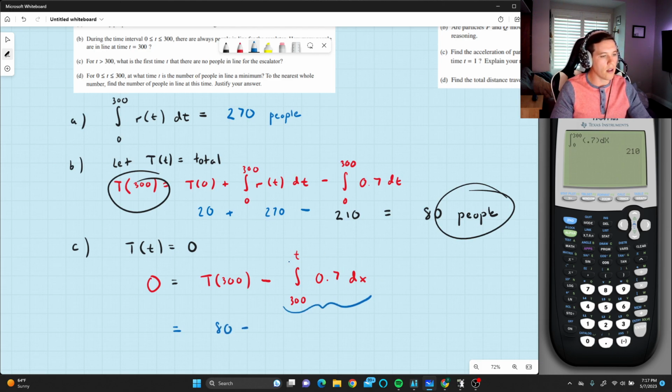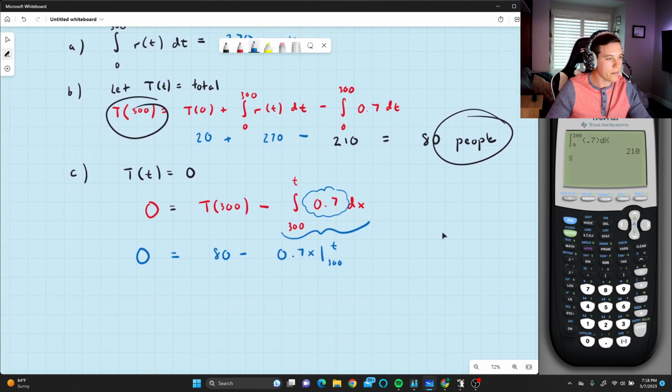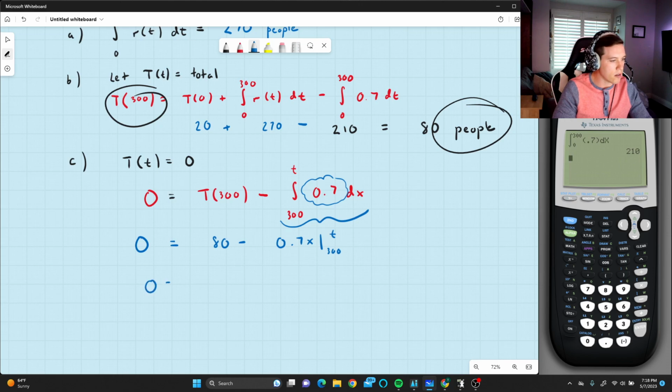You can't do an integral like this, an accumulation function, when it's got a bound. Your calculator won't do it, but that's why they gave you such a basic function, because you can take the antiderivative of that. The antiderivative of 0.7 is just 0.7x evaluated from 300 to t. And then that equals 0, or we want to find when it equals 0. So then you just plug in top bound minus bottom bound. So it'd be 0.7t. Make sure you put in parentheses minus 0.7 times 300. And then you solve for t.